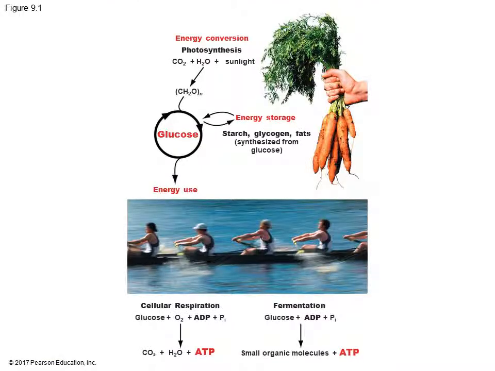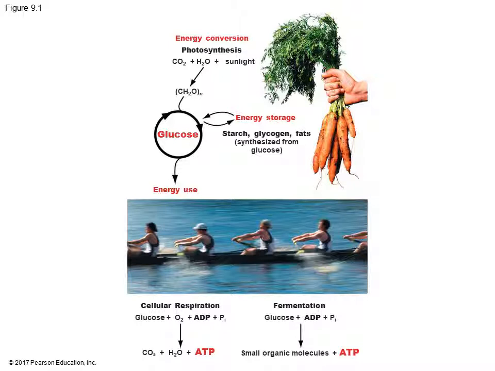I love figure 9.1 because it shows the full circle of energy. Isn't it true that the ultimate source of energy is the sun? And photosynthesis captures that sunlight and makes sugar. And that sugar is used by humans. Like in this drawing, they're rowing in boats and they need energy, so they're eating carrots. So they're breathing hot and heavy to break down that sugar to produce ATP so they can row the boats.